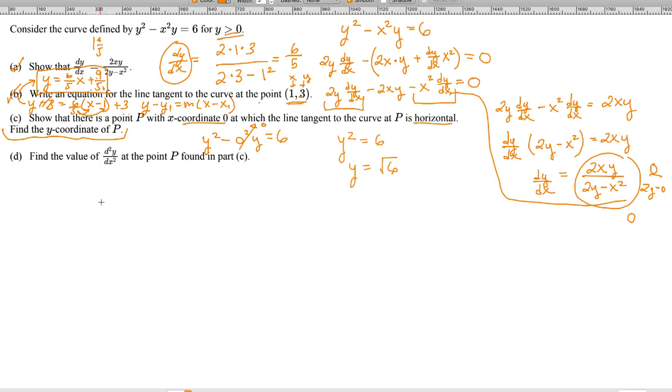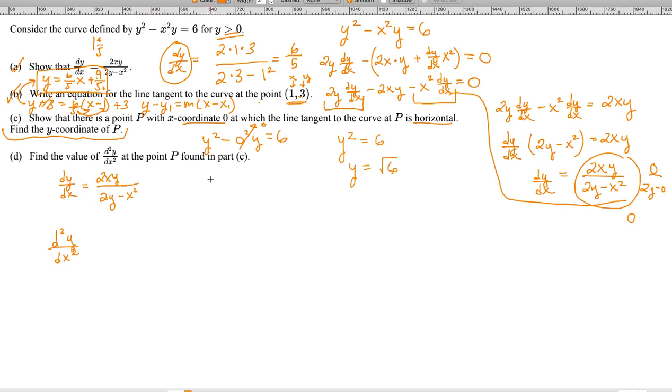Now we've got to find the second derivative of this function, and they have already given dy/dx equals 2xy over 2y minus x squared, and what you need to do here is the quotient rule. So you need to take the second derivative, which is the notation for the derivative of the derivative. And I'm going to have to use the product rule inside of that and so forth, but let's see.